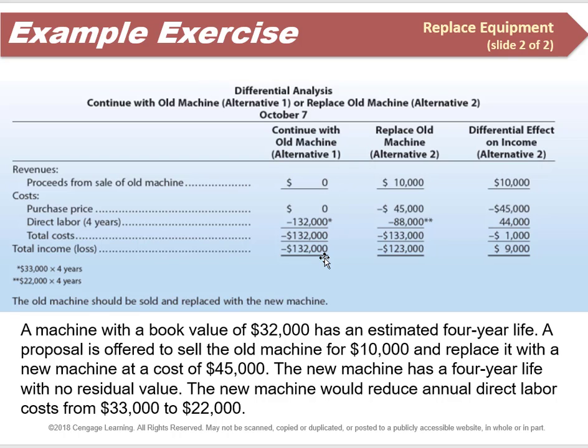Now, if we buy the new one, the first thing that we get is we get to sell the old one and get $10,000 for it. Then we've got to pay $45,000 for the new machine, and then the direct labor costs for it for 4 years are $22,000 for 4 years, or $88,000. So the net cash outflow from replacing it is $123,000, which is a $9,000 savings. I just put the assumptions down here again in case we needed it. All right, but you've got a big savings in direct labor, and that is what really drove the decision.